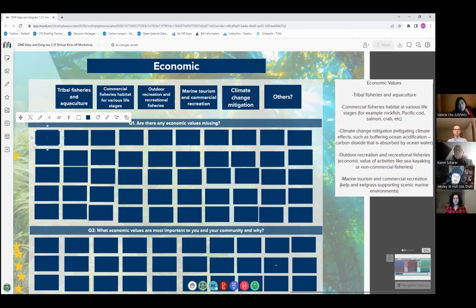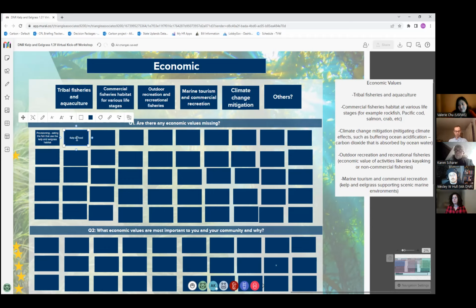Jill, you're up. Sure. Commercial fisheries get to the economic value of provisioning, eating the fish that use the kelp and eelgrass for habitat. But part of provisioning is also eating kelp itself. When you are talking about diversity, there are certainly groups of folks for whom kelp is a regular part of their diet. So I think that should be added.